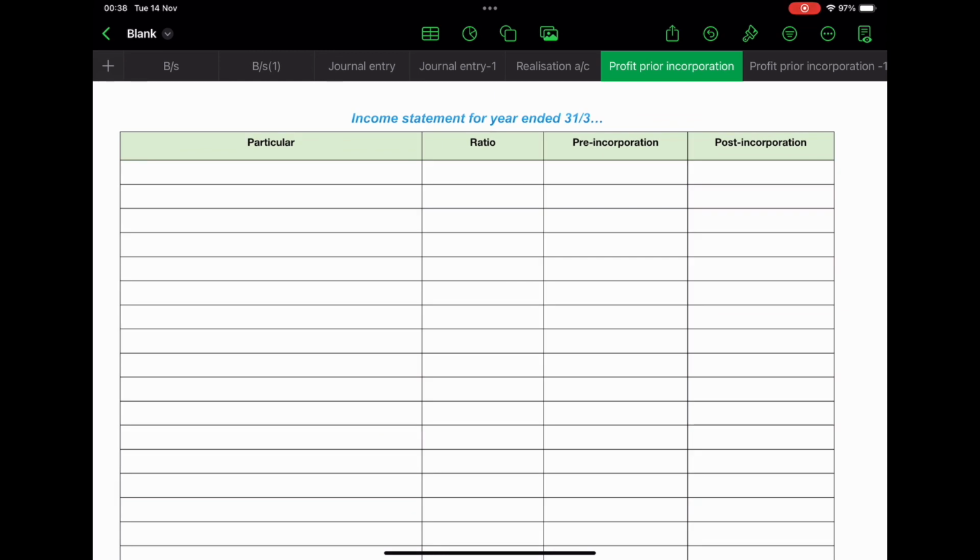Income statement for the year ended 31st March, whatever year they have given, along with the company name you have to write. I generally created a blank format in order to calculate each and every problem in the same format. So this is what we are going to calculate now. As I said earlier, we are going to start with gross profit.